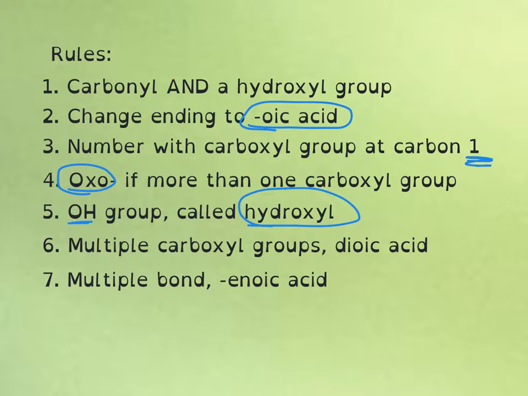If you have more than one carboxylic group, you change it to dioic acid. And if there's a multiple bond, you have an N-oic acid. So lots of different options here. Again, remember that when you have a carboxylic acid in the chain, you put it at position 1 because it has a hydrogen on it, so it can be the lead piece.